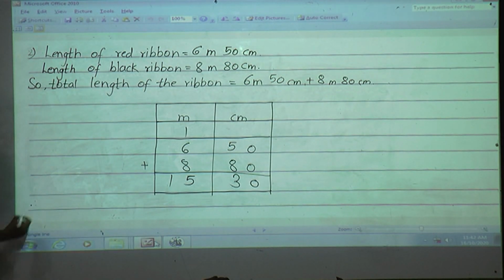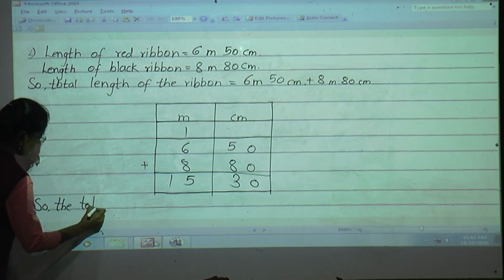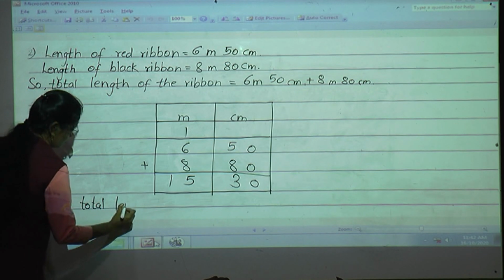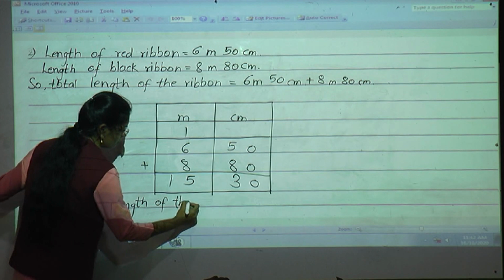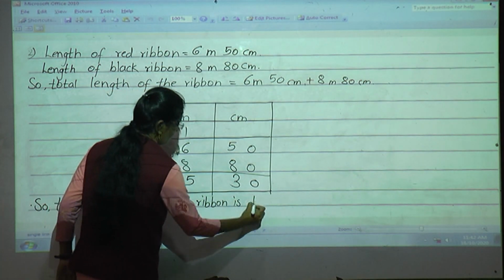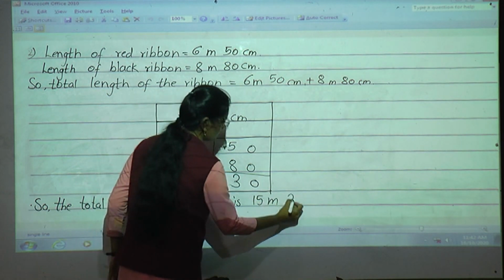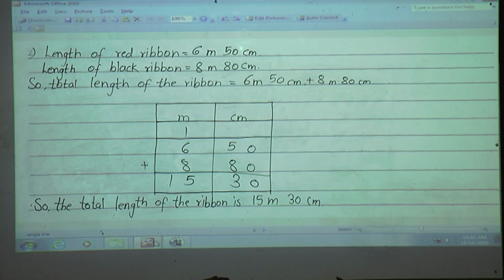So what is the total length of the ribbon? So the total length of the ribbon is 15 meter 30 centimeter. Correct. Yes, what is the total length of the ribbon? 15 meter 30 centimeter. Correct. Understood? Okay.